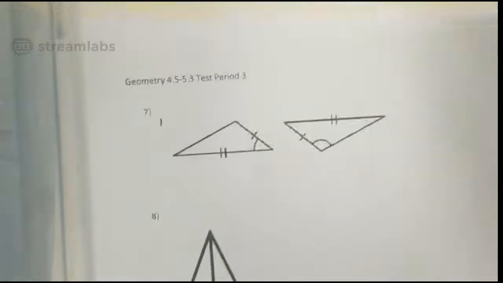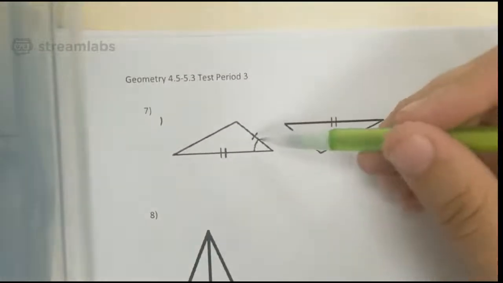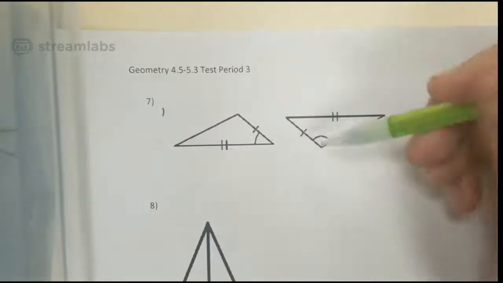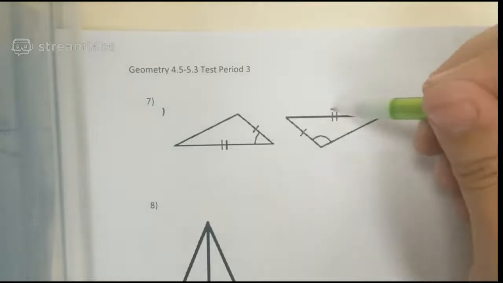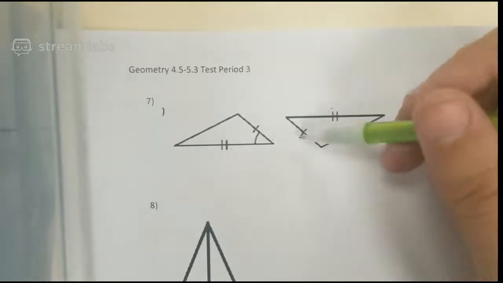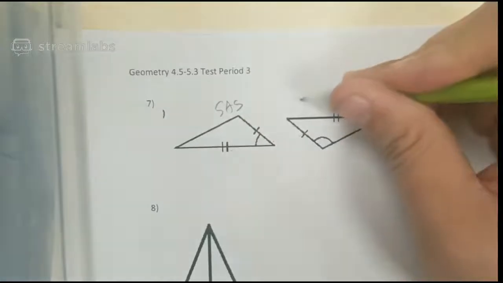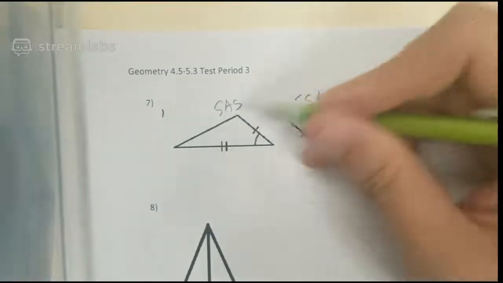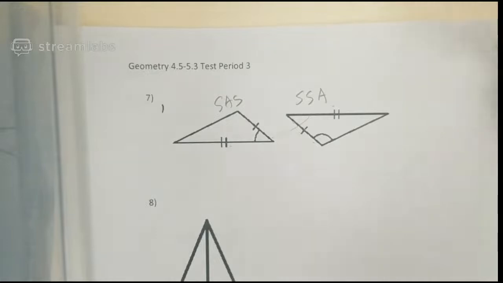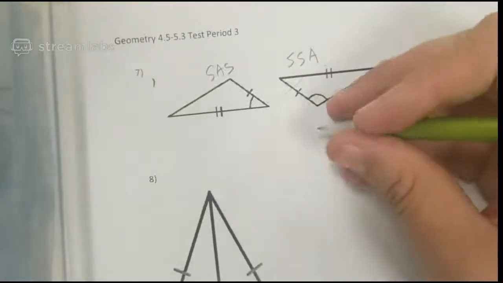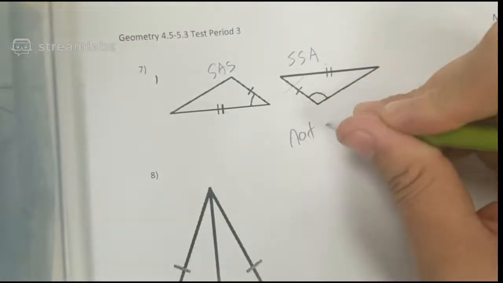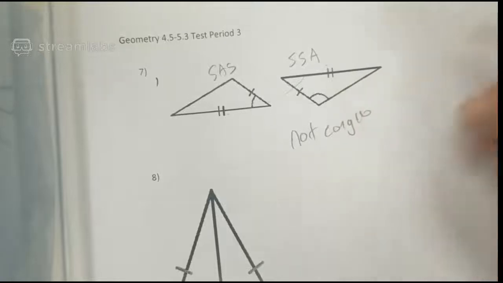Next one, number 7. This tripped up a lot of people. The left one is side, angle, side. The right one is angle, side, side, or even side, side, angle, doesn't matter. Notice that these are two different things: side, angle, side, and side, side, angle. So these don't even match in that sense, and because they don't match like that, this one's not congruent.